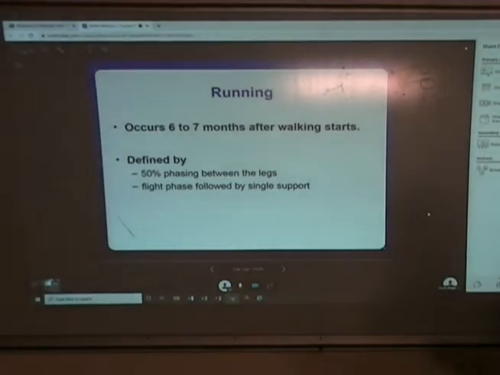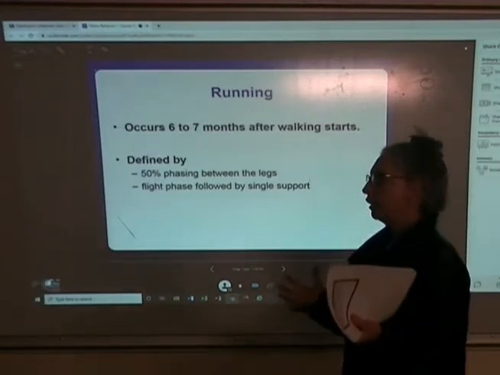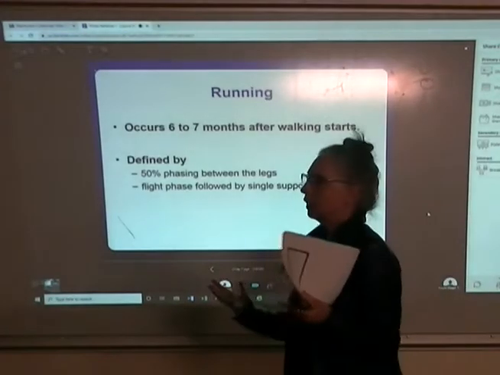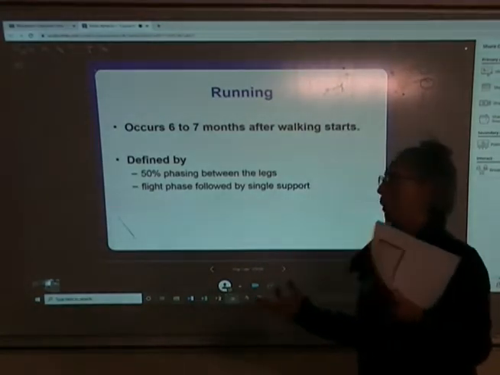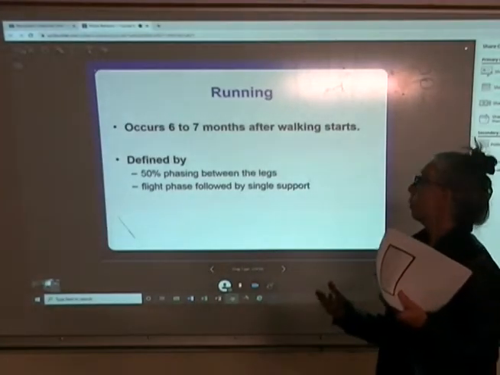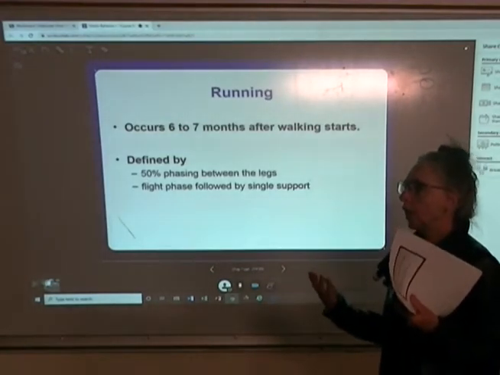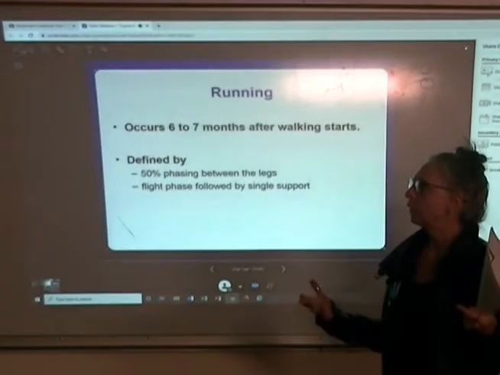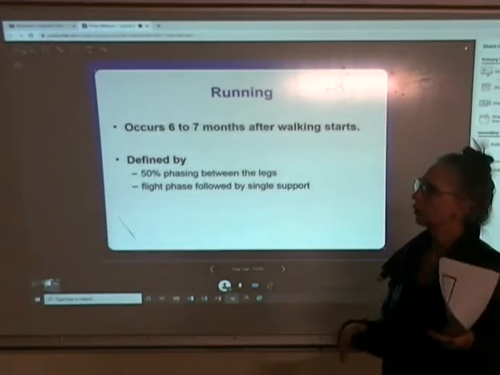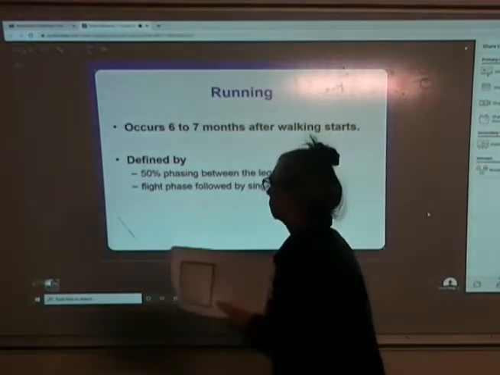Okay, so running then, typically we're going to on average see that about 6 months after the infant started to walk. So really coming into toddler, almost toddler age now. So on average they're going to walk about 12 months. So on average we see running starting around 18 months. Okay.